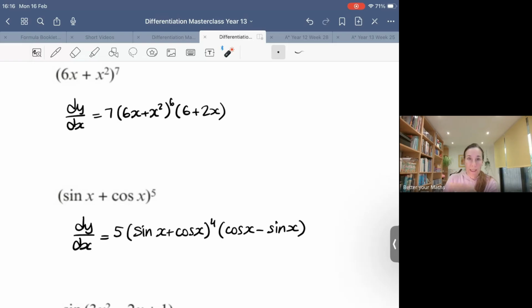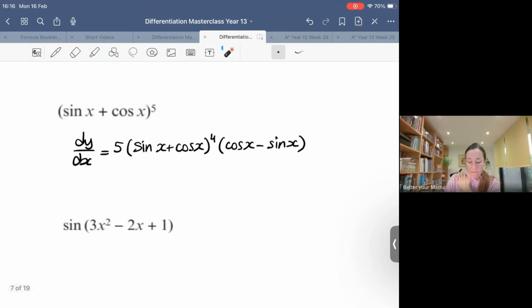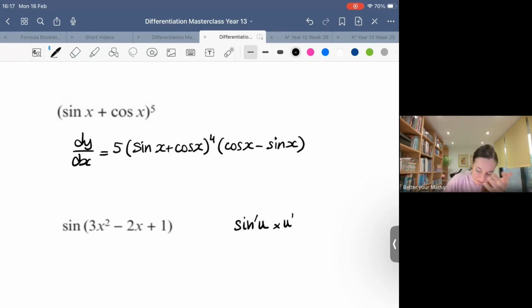And I can do that every time I have a function to a power. Now I have a function of a function, so it's like the other situation. What I'm going to do is differentiate the sine as if I was differentiating sine u, but then multiply that by the derivative, u prime. So I differentiate the sine, if you want to think that way, and then differentiate what is inside.